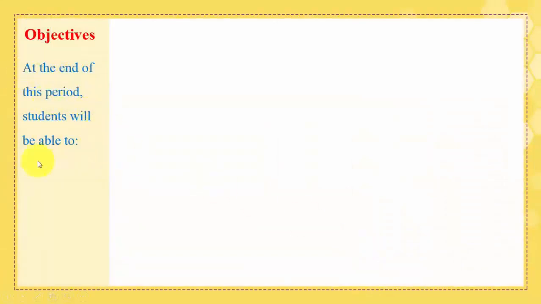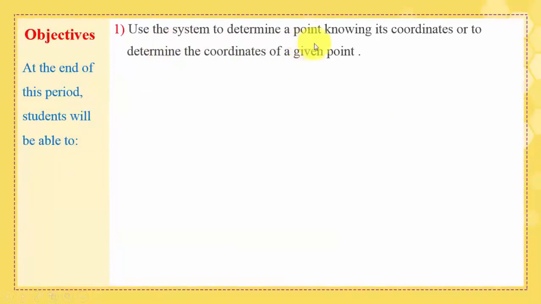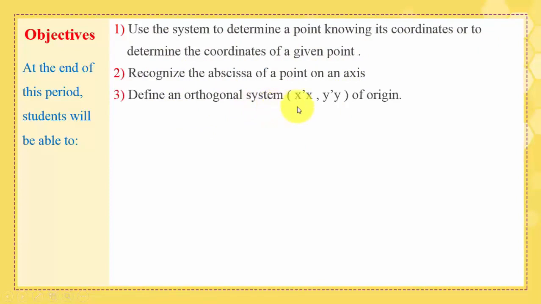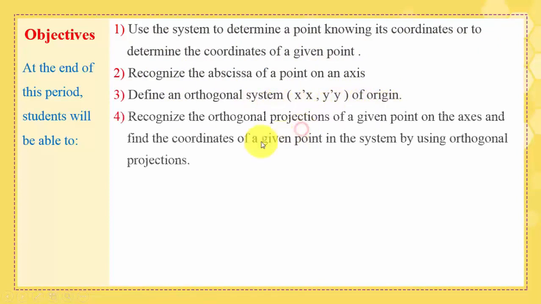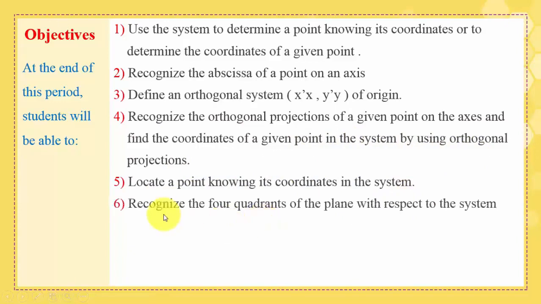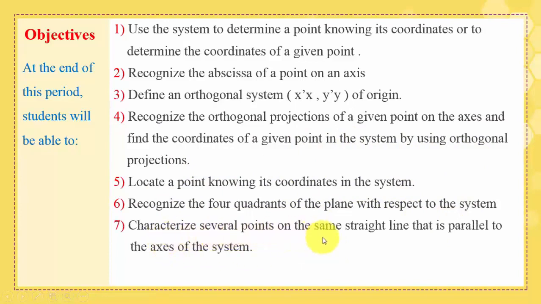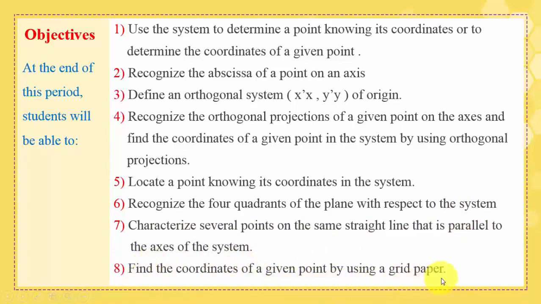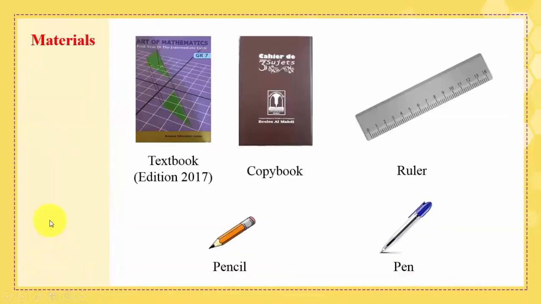At the end of this period, students will be able to use the system to determine a point knowing its coordinates, or to determine the coordinates of a given point, recognize the abscissa of a point on an axis, define an orthogonal system x prime x, y prime y of origin, recognize the orthogonal projections of a given point on the axis, and find the coordinates of a given point in the system by using orthogonal projections, locate a point knowing its coordinates in the system, recognize the four quadrants of the plan with respect to the system, characterize several points on the same straight line that is parallel to the axis of the system, find the coordinates of a given point by using a grid paper. Please prepare the following materials.